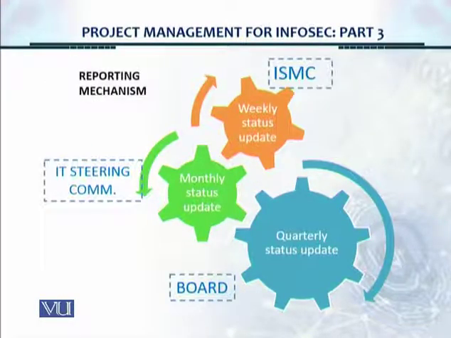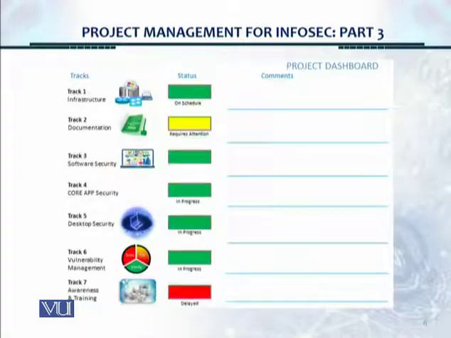Now, in a single diagram, this is how all the wheels work in order to orchestrate the project management. And the smallest wheel is the weekly status update from the ISMC, and this is in the form of meeting minutes, and then the monthly status update from steering committee in the form of a presentation, and the board is given a quarterly status update. And this is how a very clear and simple visibility is created for the entire reporting formats.